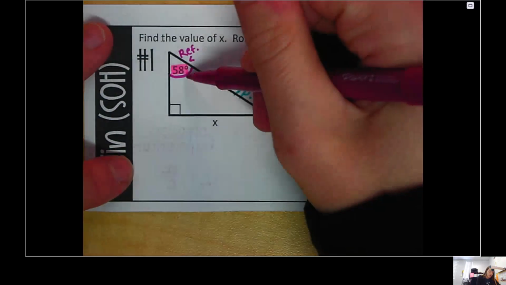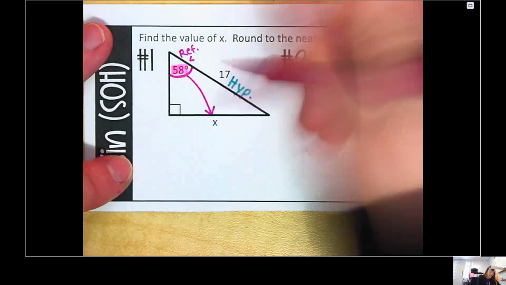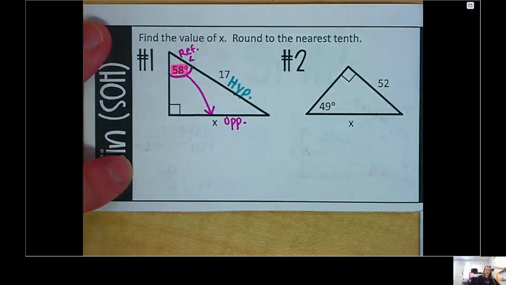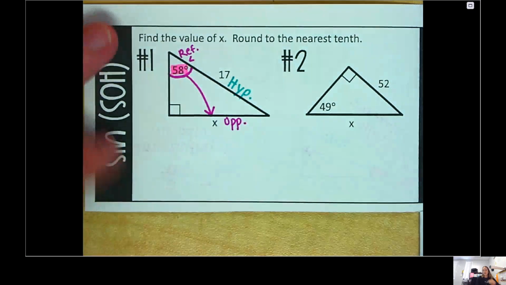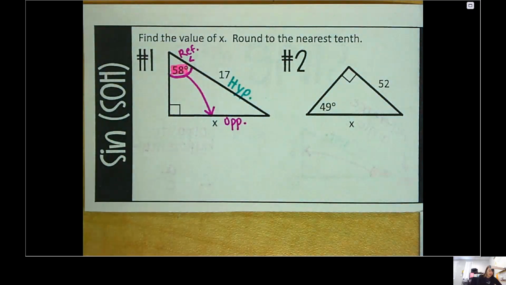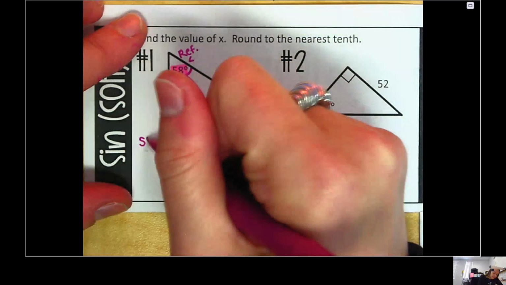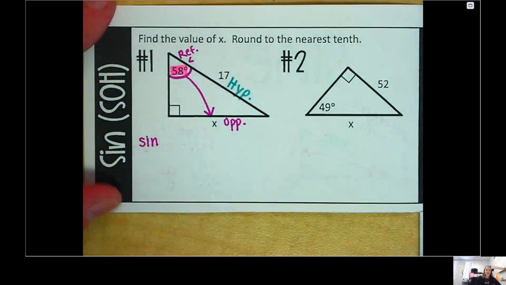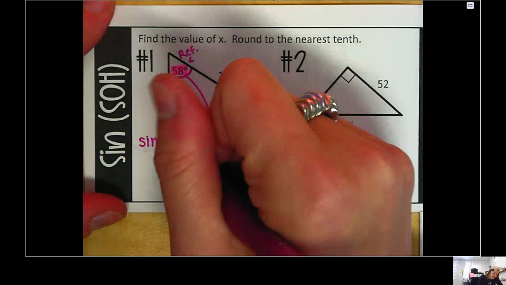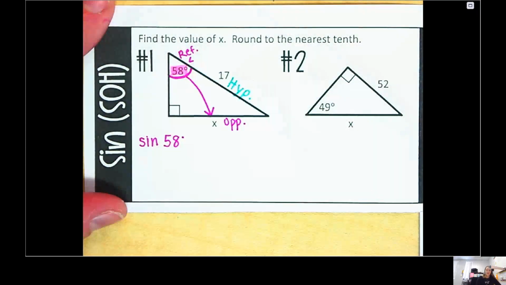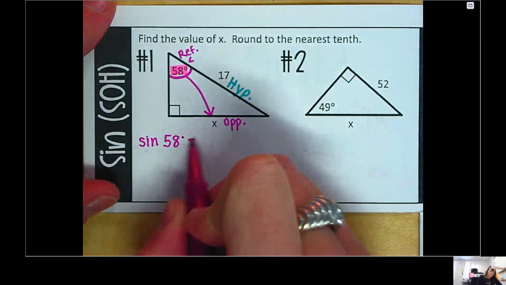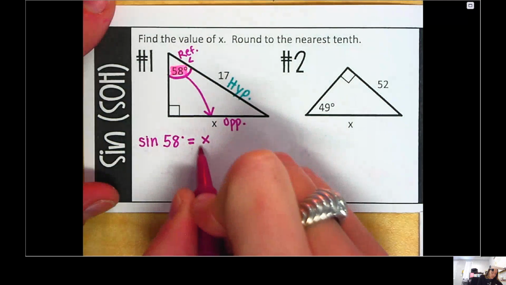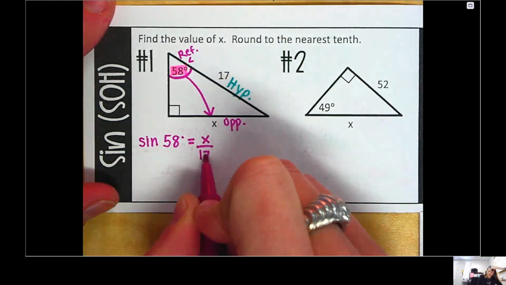Directly across from it, the opposite side is the x, and then my hypotenuse is 17. So that's going to be my ratio. Here's how I write it. The sine, and we don't write the whole thing out. S-I-N is not "sin", it's sine. The sine of my reference angle, 58 degrees. The sine of 58 equals the opposite over hypotenuse, which is x over 17.